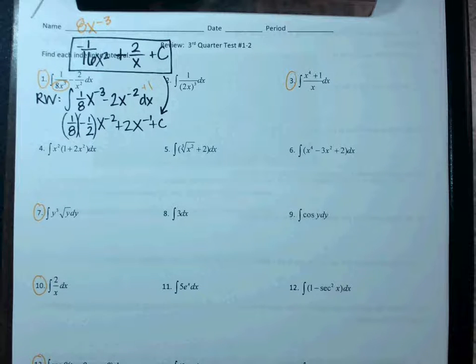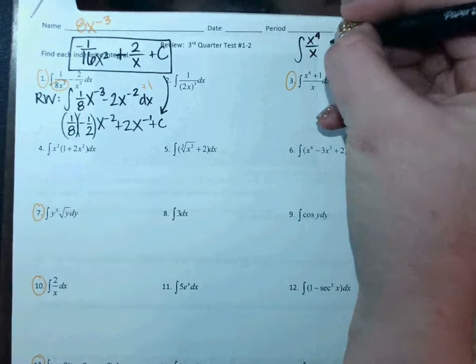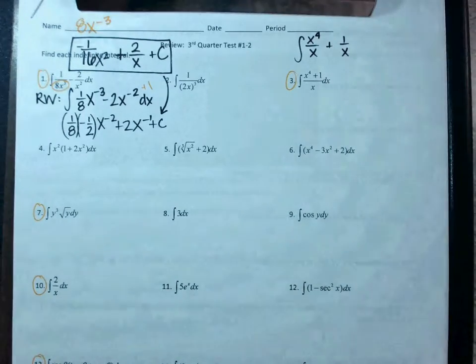Good? Okay, number 3, how do we rewrite if we have one thing on the bottom? Split it up. Very good. So I would have x to the 4th over x plus 1 over x. And then if it's x to the 4th over x, what are you allowed to do? 4 x's on top, 1 x on bottom. They're going to cross out. How many are going to be left over?